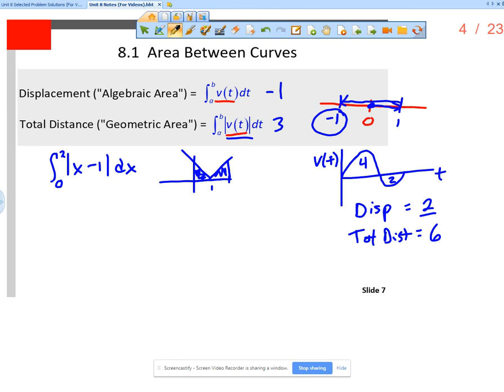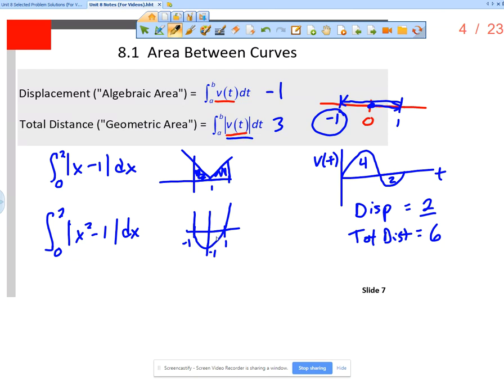But that's a little bit more challenging when we have a curve, right? So let's say we have the integral from 0 to 2 once again, but now we have the absolute value of something like x squared minus 1 dx. Now, that's a little bit more challenging. So first of all, we need to think about what the graph of x squared minus 1 looks like. x squared minus 1 is the parabola that has been shifted down 1 unit, so it goes down to -1 here, and its x-intercepts are +1 and -1, right?